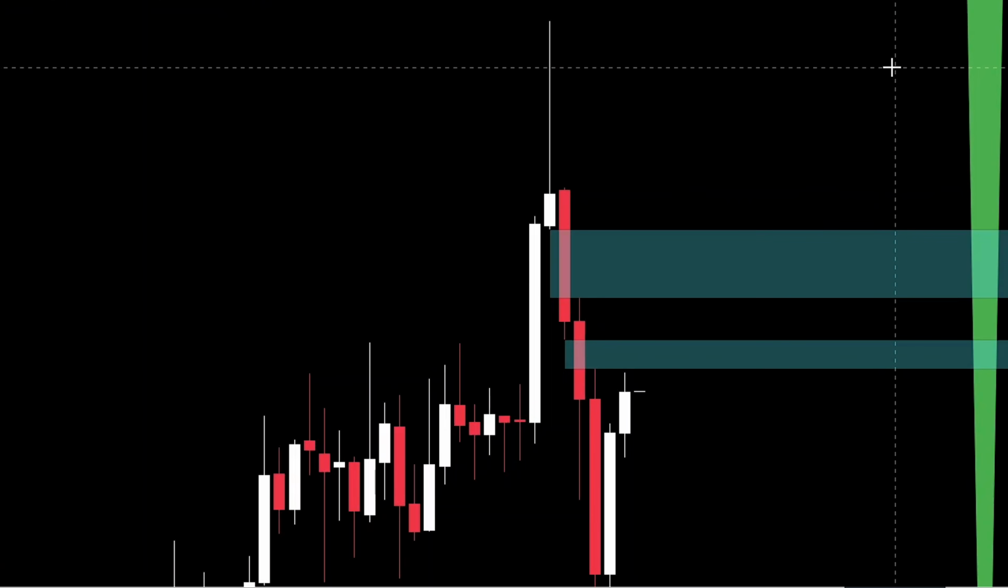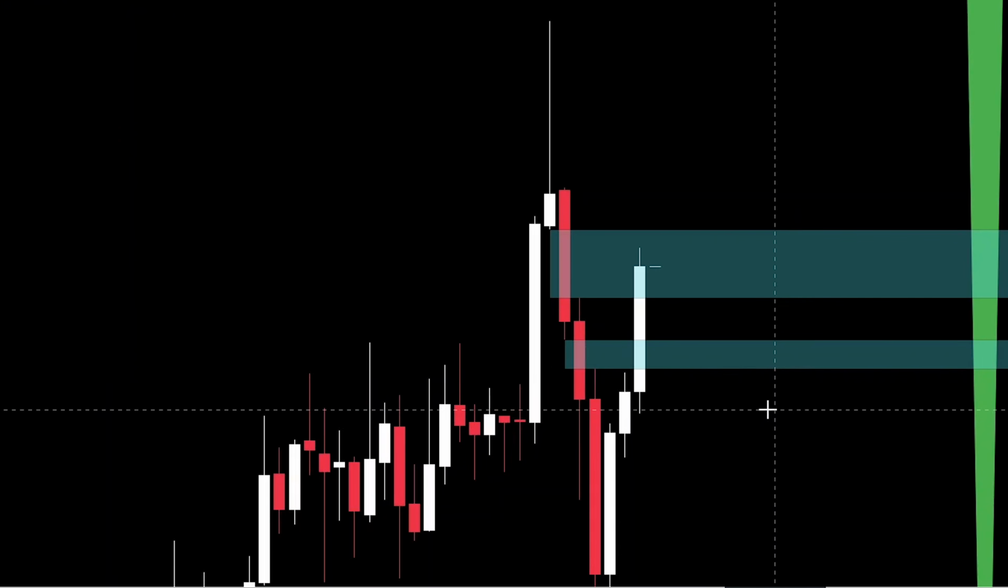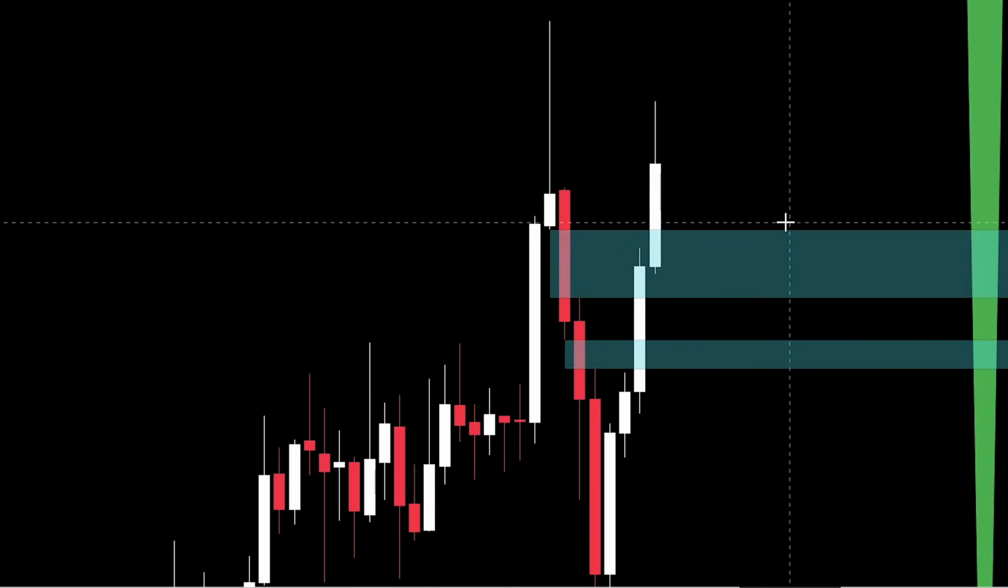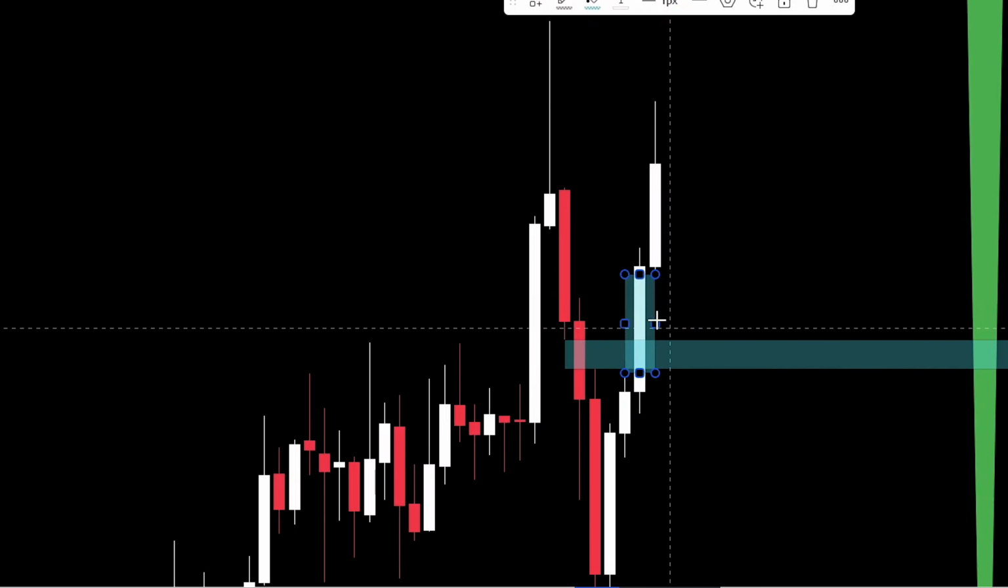Let's see if we have a double fair value gap being created. Not yet. Here we already have it. Okay, I can delete that because we already have this one from the bearish side and we also have this one from the bullish side.